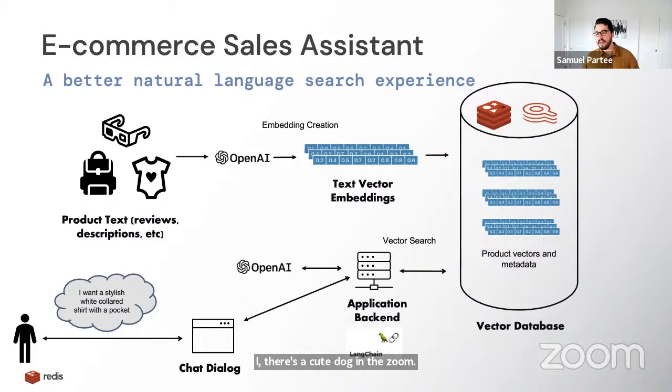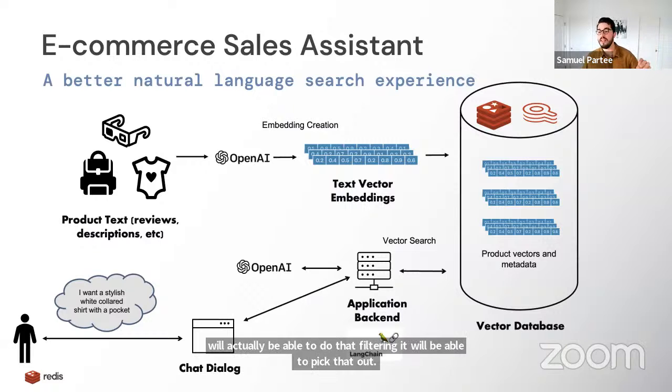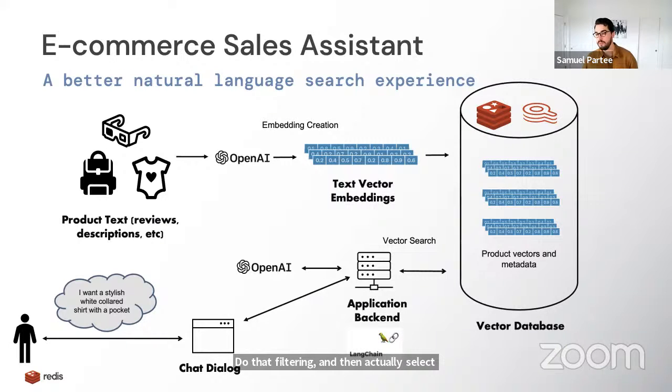But you can say things that are more indicative of how you would speak. And so imagine just talking to your phone like Siri, which I imagine has to get better very soon, will be something like, hey Siri, order me a stylish white collared t-shirt with a pocket, size 36, yada, yada, yada. You're not clicking through a GUI anymore to say, I want a medium, I want this, I want this. Natural language will actually be able to do that filtering. It will be able to pick that out, do that filtering, and then actually select a t-shirt or in this case, a collared shirt that will actually represent what you said.